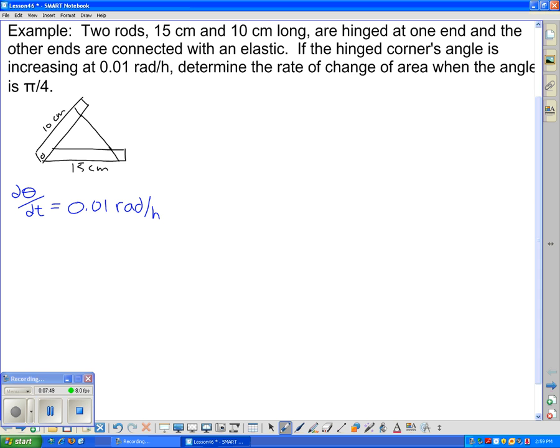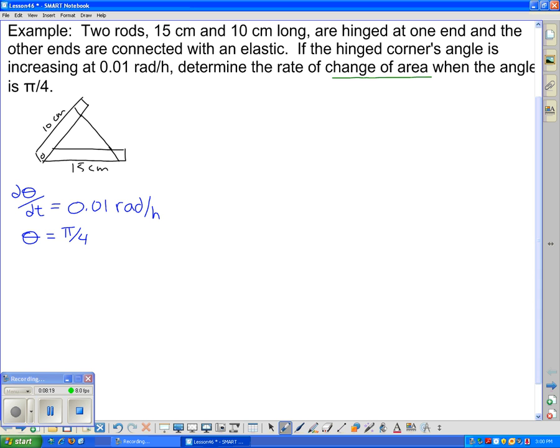Determine the rate of change of the area. So we are looking for the change of area when the angle is pi by 4, so when theta equals pi by 4. This is not a max-min question. We're looking for a specific value. That means I don't have to do the constraint equation, the optimization equation. So there's going to be some mixing in here.